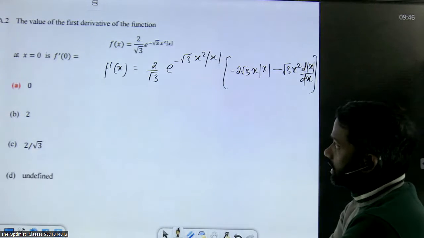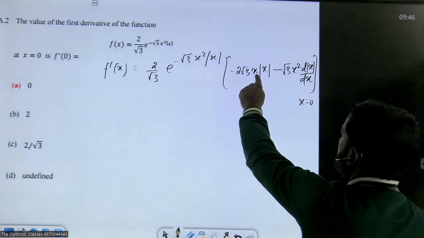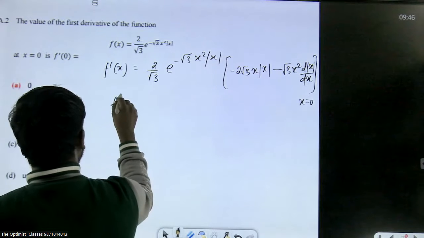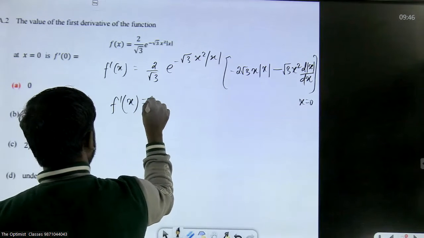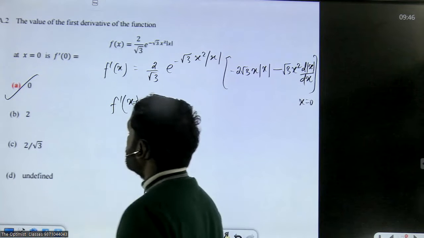Okay, this you are getting, and we are evaluating this at x equal to 0. So when you put x equal to 0 here and here, you get 0 actually. So this f prime at x equal to 0 is 0 actually. Okay, so therefore the correct option is A.